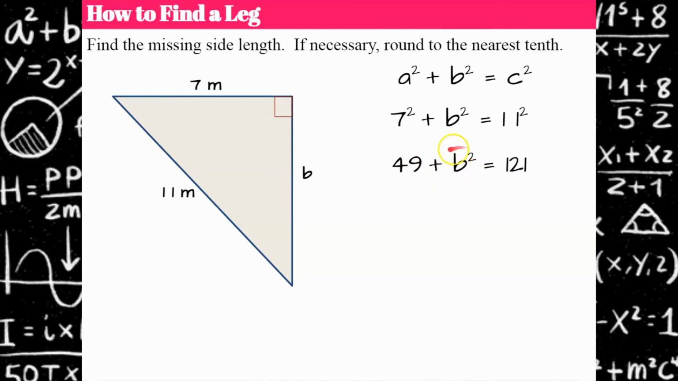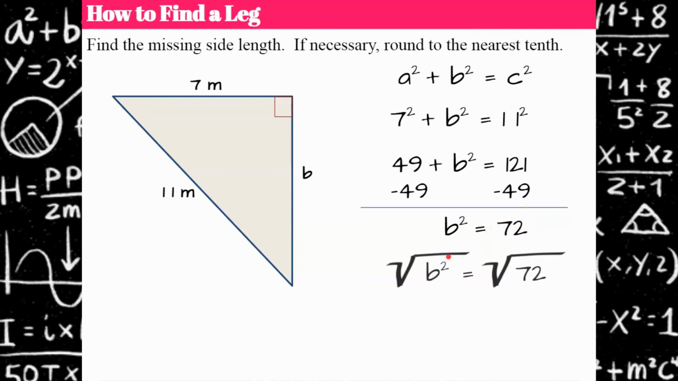So I want to get B squared all alone. I want to isolate this on the left side. So to do that, I am going to do the inverse of add 49, and I'm going to subtract 49, remembering that I need to do it to both sides. Whatever you do to one side in an algebraic equation, you must do to the other. This creates a zero pair. So I'm left with B squared, and 121 subtract 49 is 72. So I'm going to take the square root of both sides, and then I'm left with B equals 8.5.